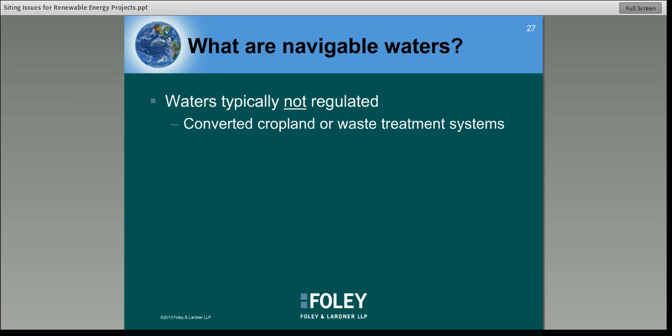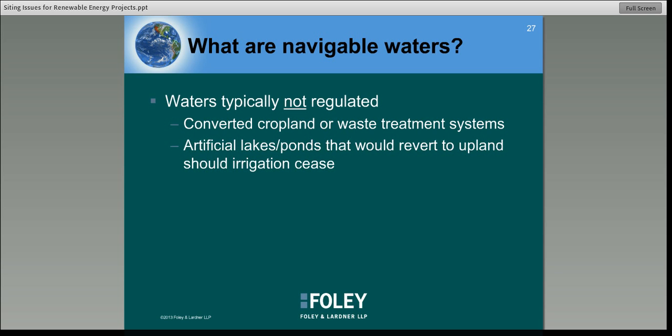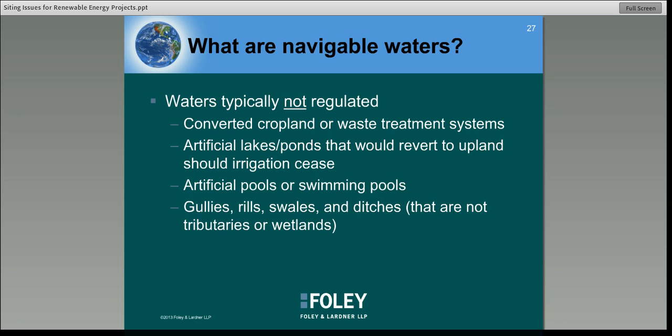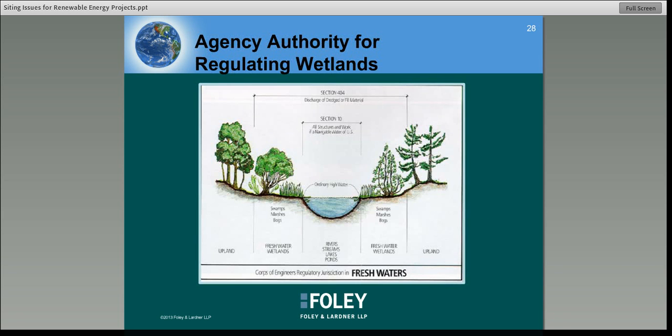So here's a few examples of waters that are typically not regulated. Converted cropland, artificial lakes and ponds that would revert to upland if irrigation ceases, artificial pools, gullies, swales, ditches, and things that don't connect to navigable waters.